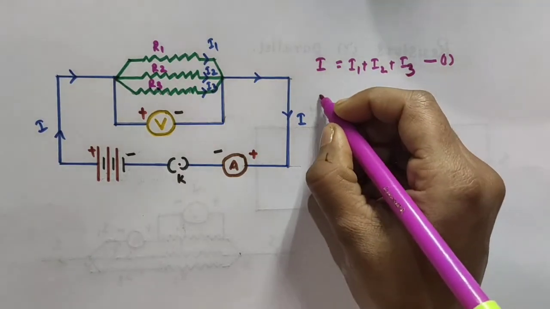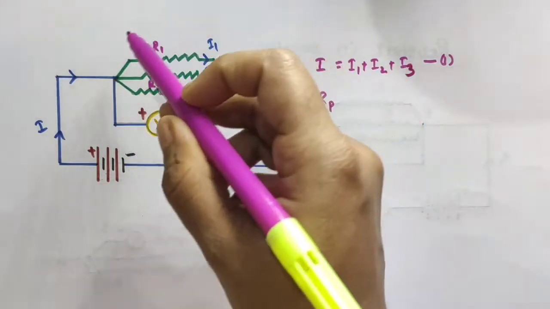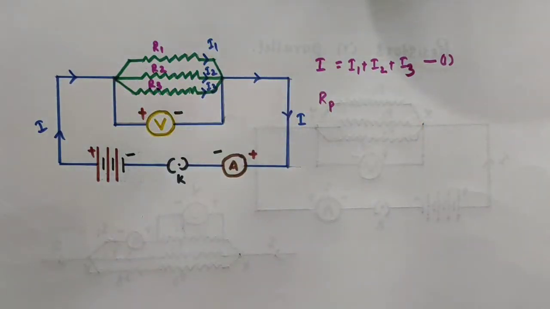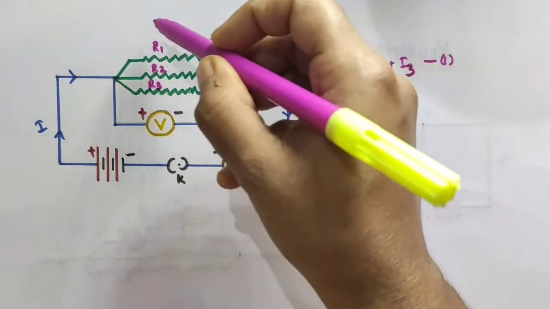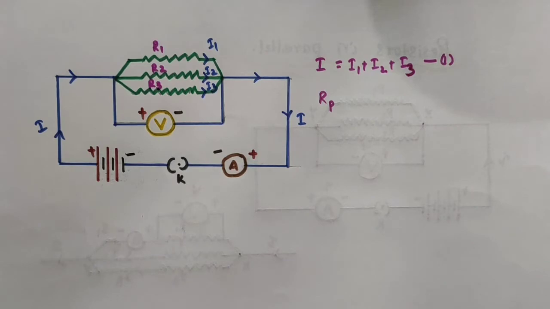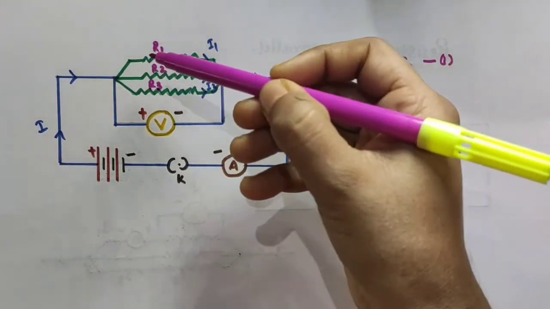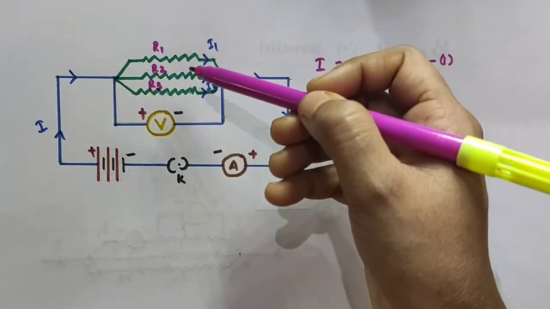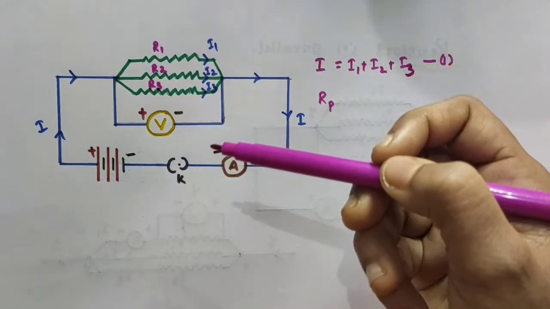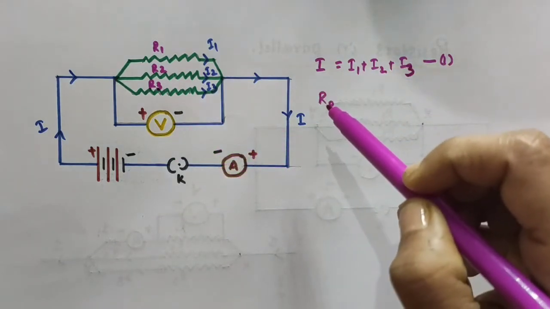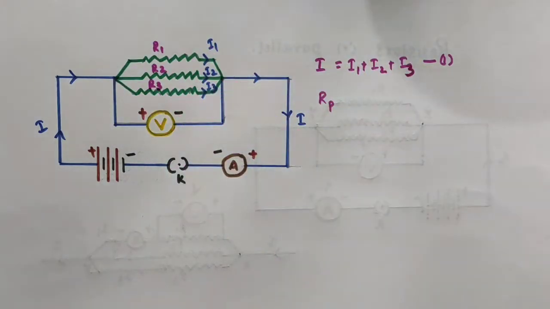Now, let Rp, R suffix P, be the equivalent resistance of the parallel combination of resistors. Rp is the equivalent resistance, or the effective resistance, or net resistance of this parallel combination of resistors. There can be n number of resistors connected in parallel. Here we have just connected 3 resistors in parallel. It can be 2, it can be 4, it can be the case of 5 resistors connected in parallel. Anyway, Rp is the effective or equivalent resistance of the parallel combination of resistors.